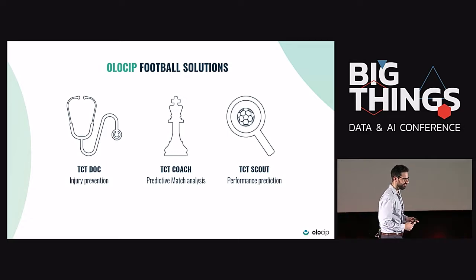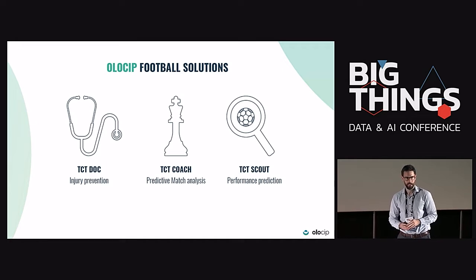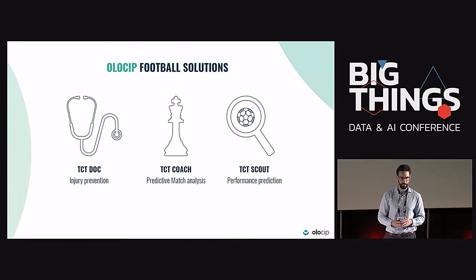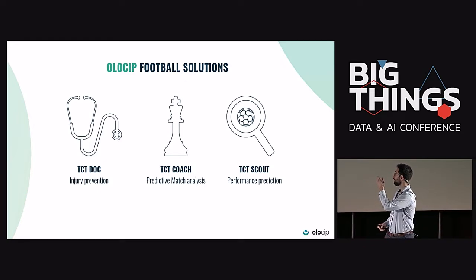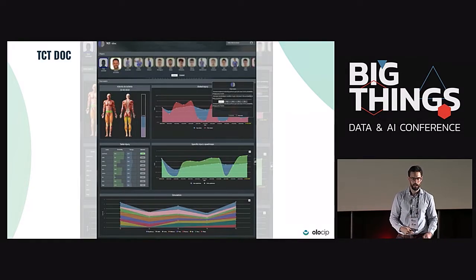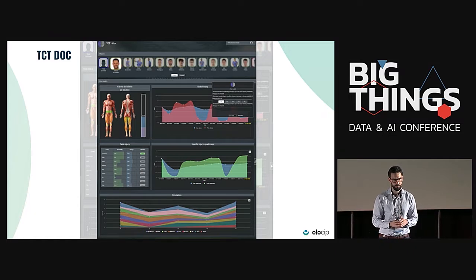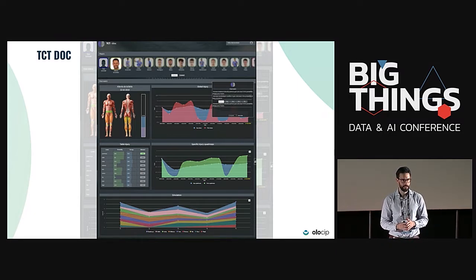So now I will tell you about different tools that are currently available in different fields: medicine, match analysis, and scouting. TCT Doc is our tool for medicine. And in this case, we counted with a wide variety of sources. So we had the tracking of the players during training sessions and matches. We have a great number of medical tests, like blood tests, saliva tests, nutrition, also even genetic data.